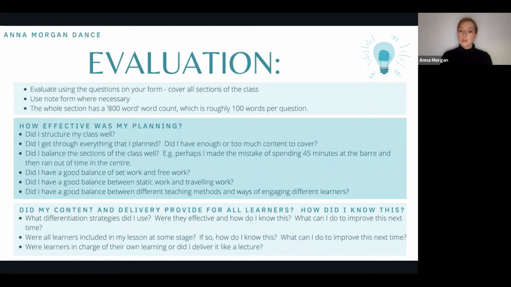Were all my learners included in the lesson at some stage? How do I know? So it's no good just saying, yep, I really included all my learners in the lesson. You need to say, because at some point every single learner answered one of my questions. However, I did feel that the same students were in charge during the group task, so I need to work on how I can more fairly divvy up the groups in future, or something like that. Were learners in charge of their own learning, or did I deliver it like a lecture?